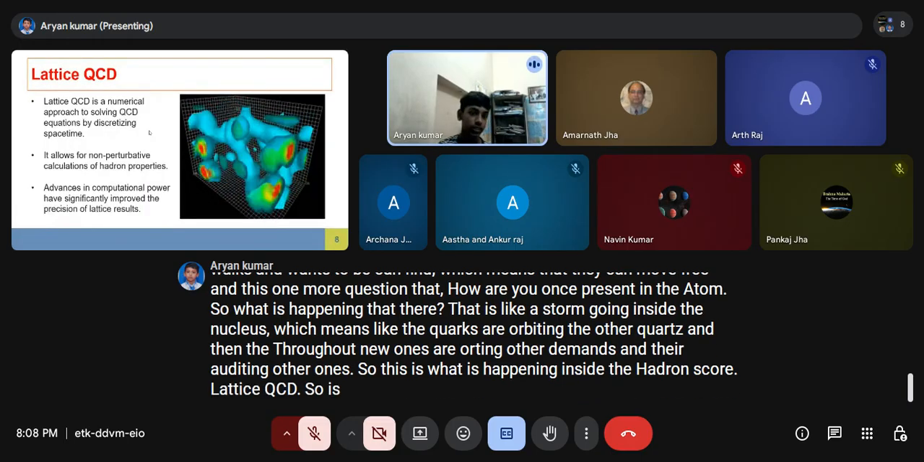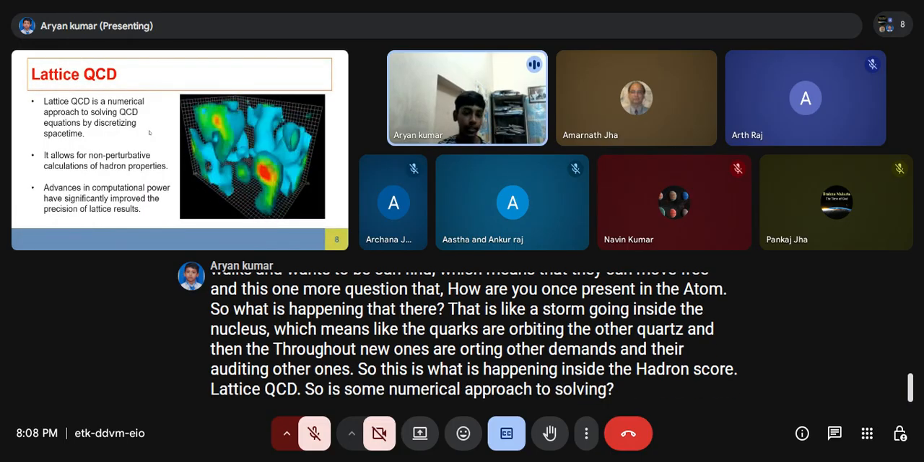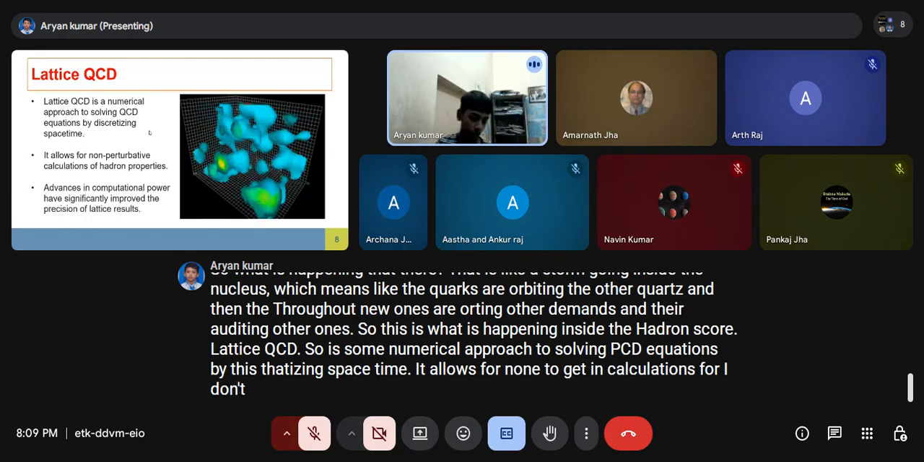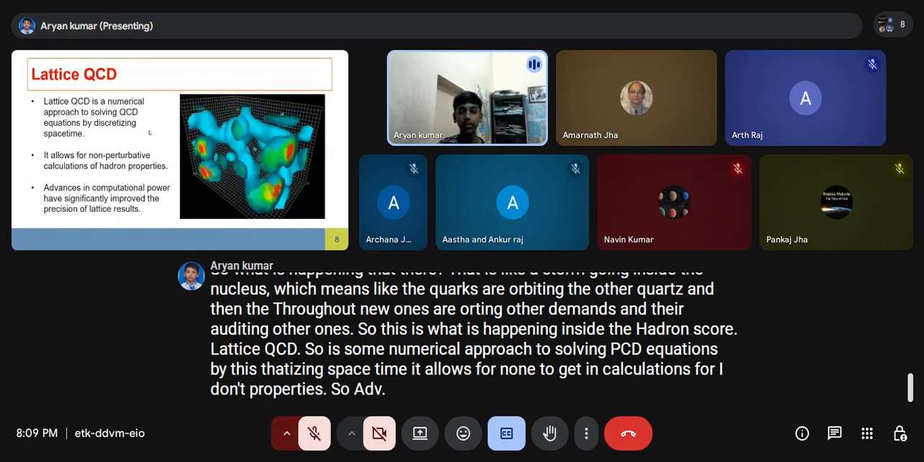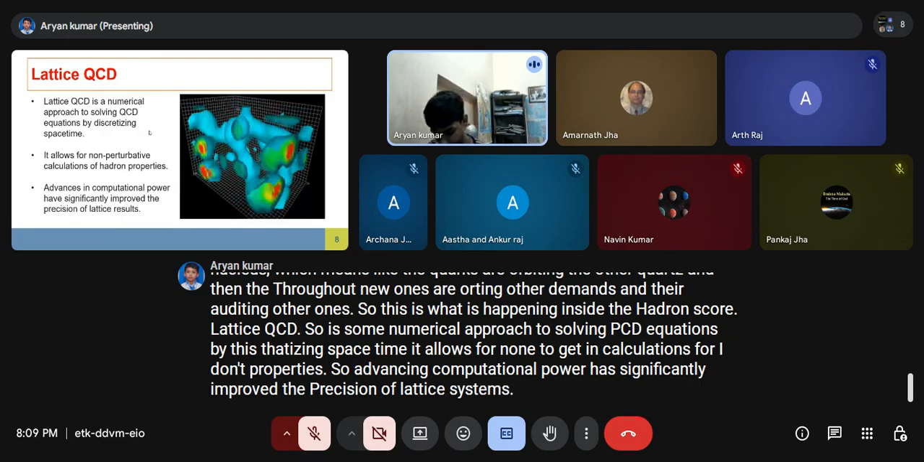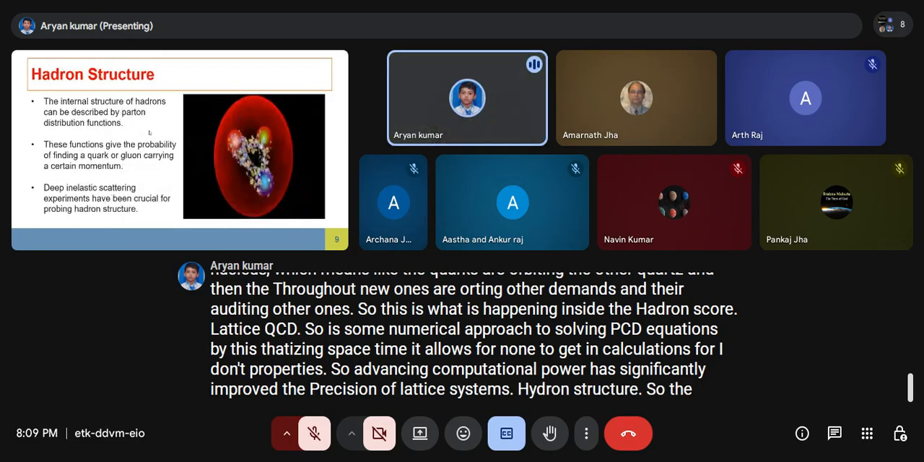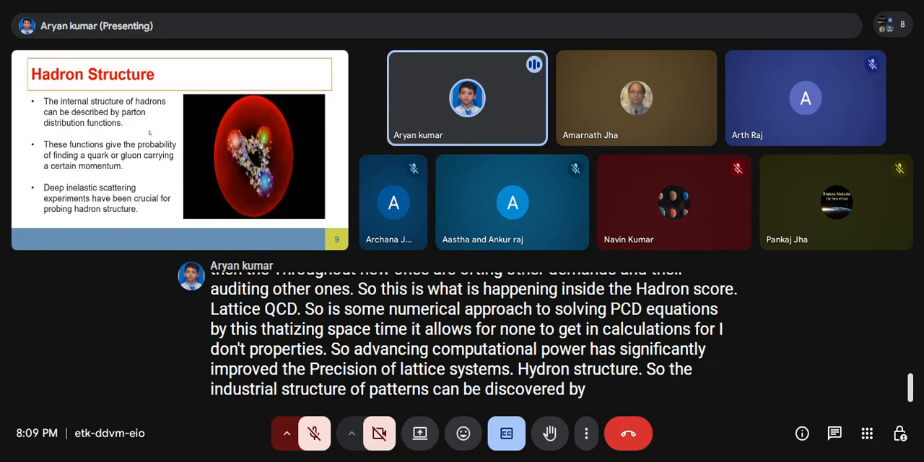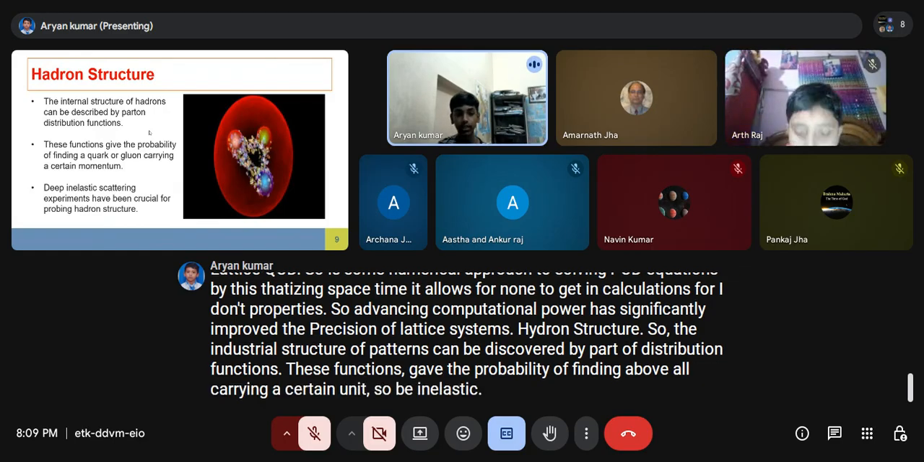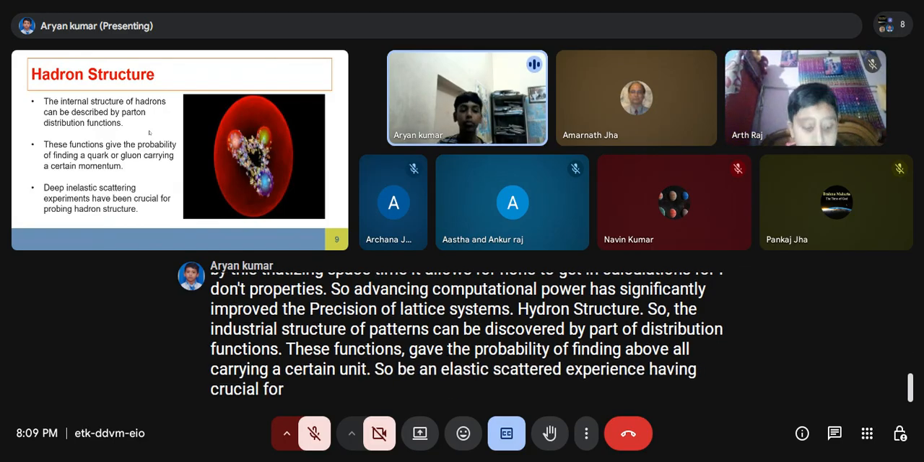Lattice QCD is a numerical approach to solving QCD equations by discretizing spacetime. It allows for non-perturbative calculations of hadron properties. Advances in computational power have significantly improved the precision of lattice results. Hadron structure. The internal structure of hadrons can be described by parton distribution functions. These functions give the probability of finding a quark or gluon carrying a certain momentum. Deep inelastic scattering experiments have been crucial for probing hadron structure.